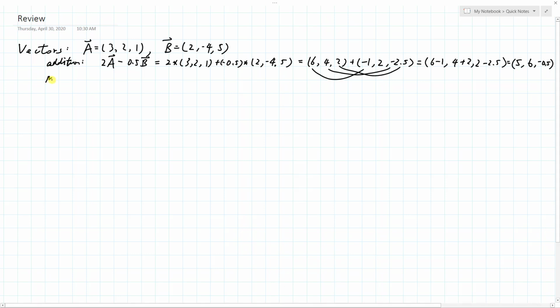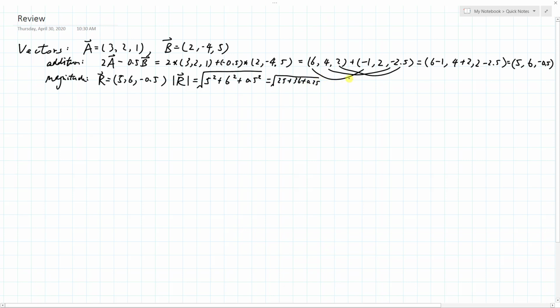So let's say magnitudes. Magnitude. We'll just use that resultant as an example. This resultant vector 5, 6, and minus 0.5. So what is the magnitude of R? That's equal to the square root of all its components squared. I never square negatives, so let's see, 25 plus 36 plus 0.25. You can probably skip the 0.25, it's too small.